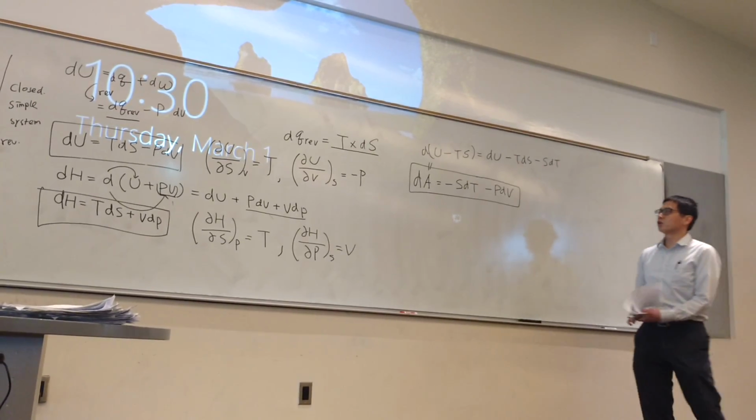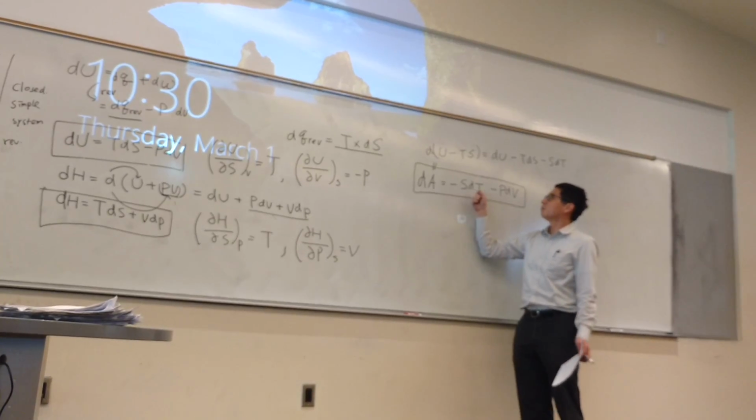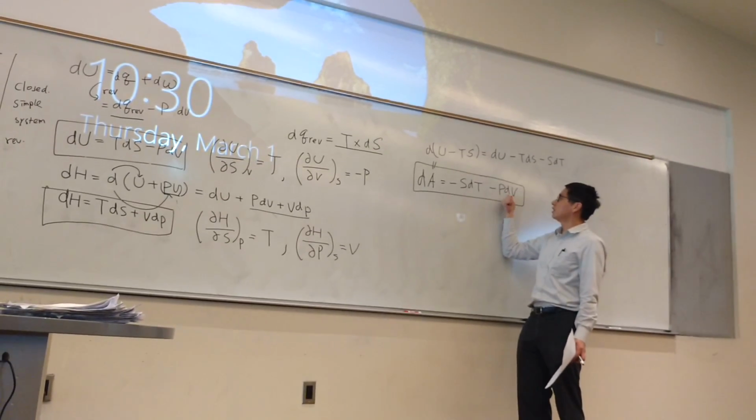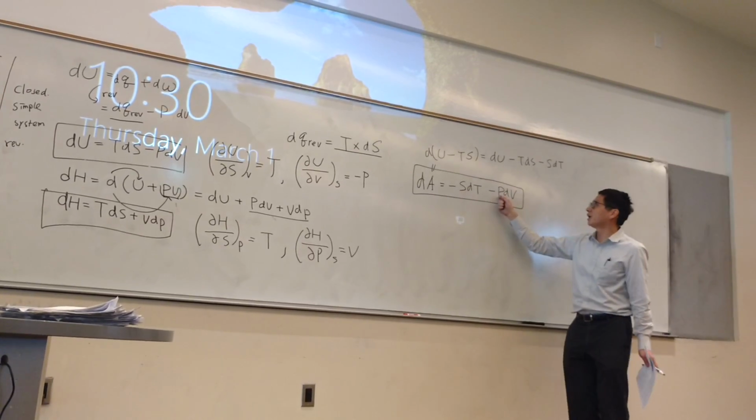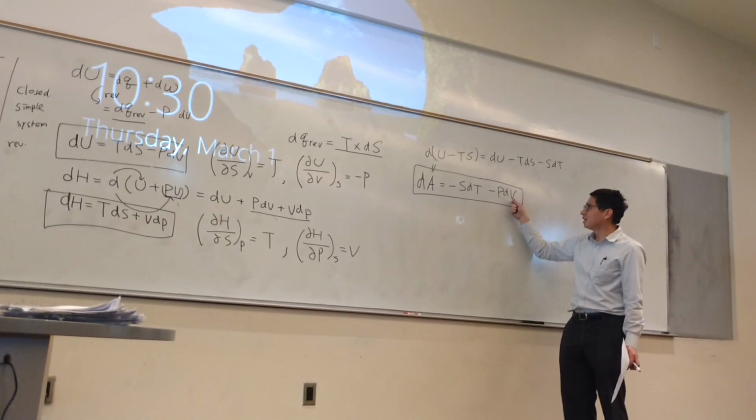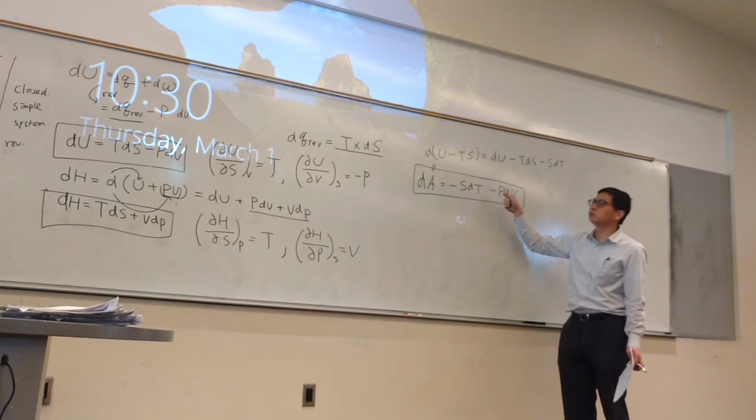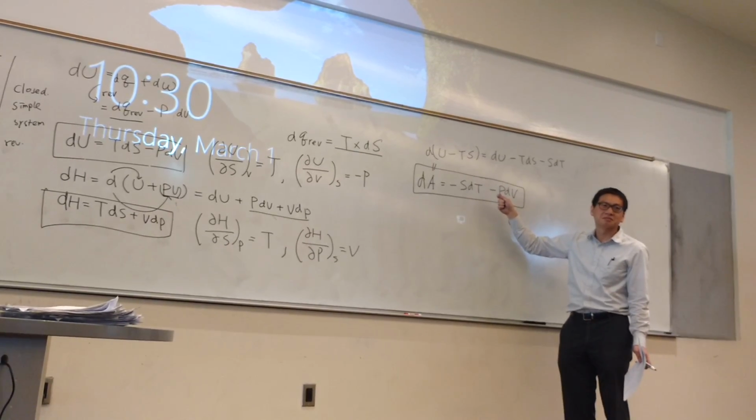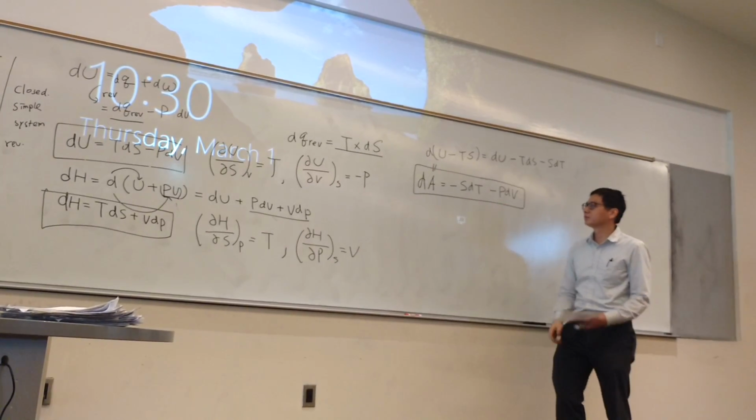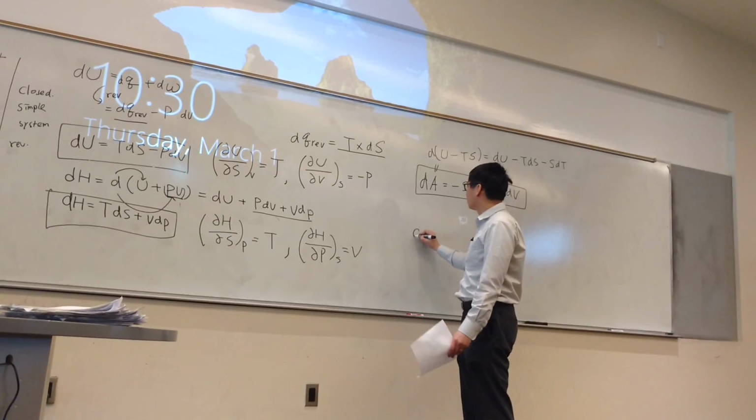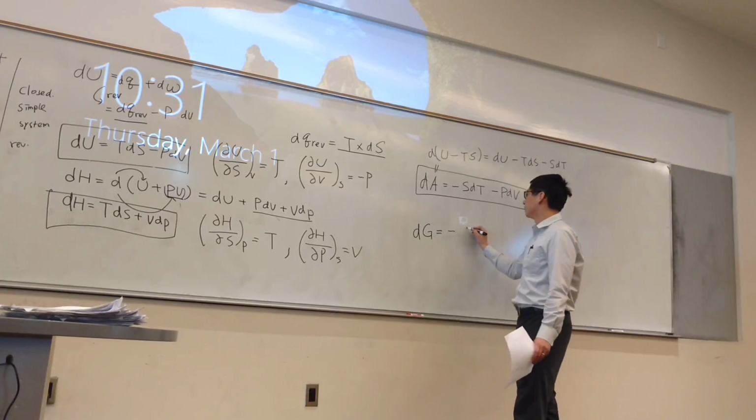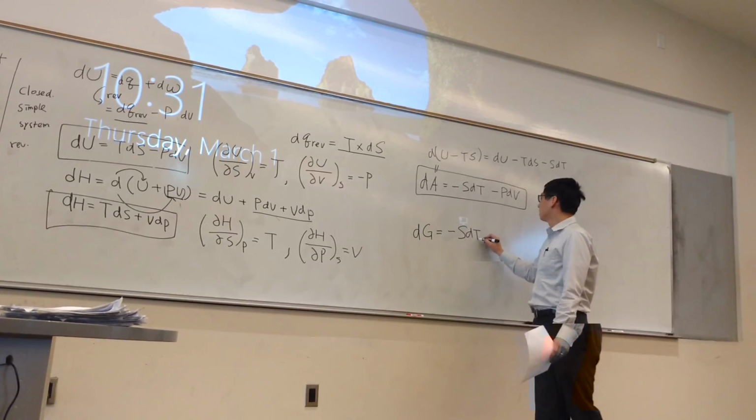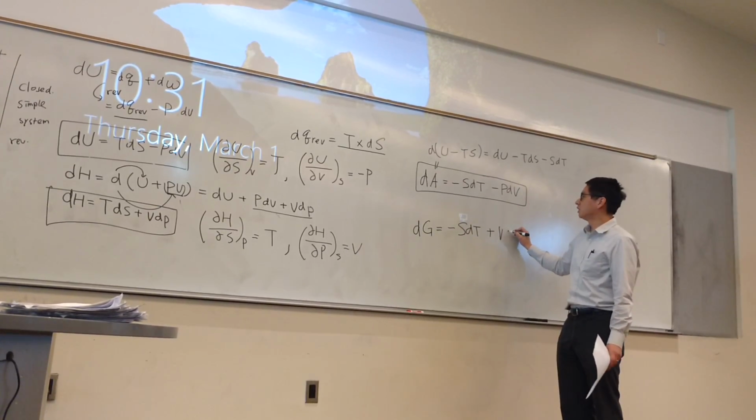This equation also tells you partial A, partial T at constant V is equal to negative S. Partial A, partial V at constant T is equal to negative P. And the very last one is your dG, which is equal to negative SdT plus VdP.